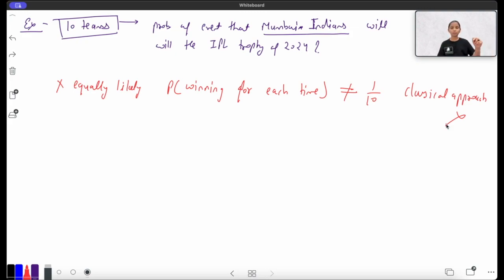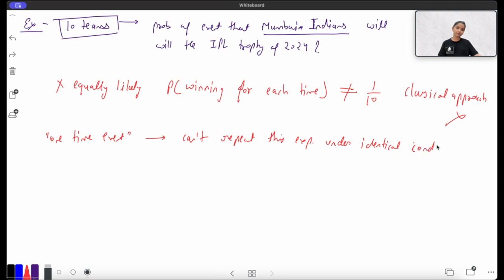The event that the Mumbai Indians will win the match is a one-time event. And why am I saying it is a one-time event? Because we can't repeat this experiment under identical conditions. Now you must be thinking, why can't I repeat it, because Mumbai Indians is going to play in the next match? But the conditions are not going to be similar in the next year's match.